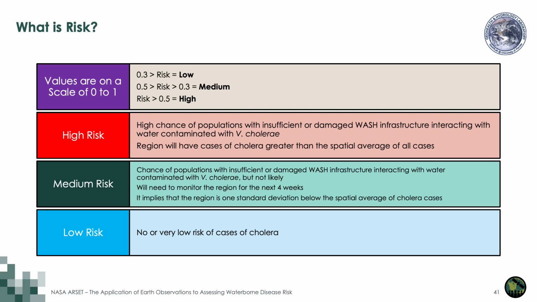And we will need to monitor that region over the next 4 weeks or so to see what the situation is. Is the risk changing? Is it increasing or decreasing? Like I said, with the threat level idea. So if we have medium risk, but that risk has been increasing over the last 4 weeks or so, we might start to want to think about doing actual interventions at that point, or at least preparing to do something should the risk go above the threshold for high risk. But medium risk does imply that the region is 1 standard deviation below the spatial average of cholera cases for that area.